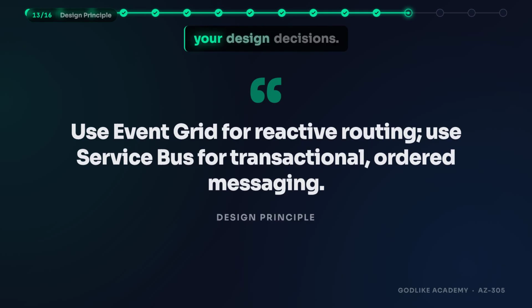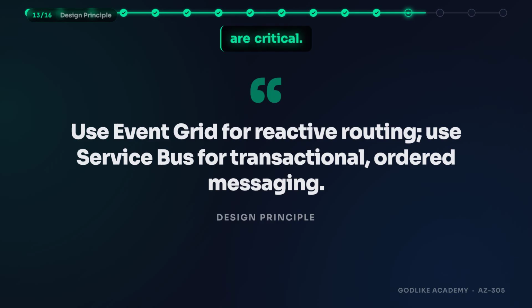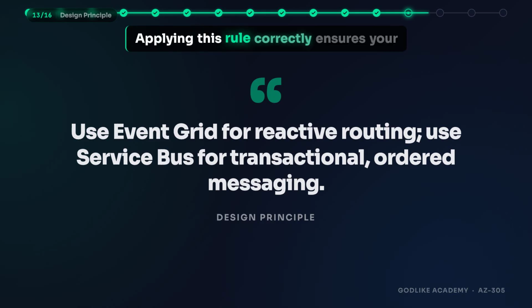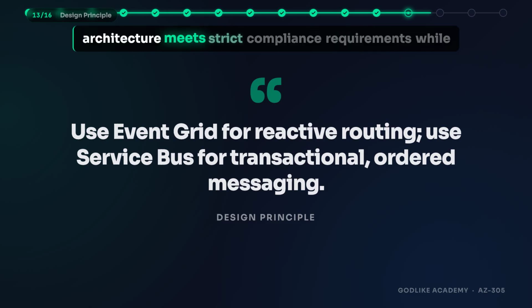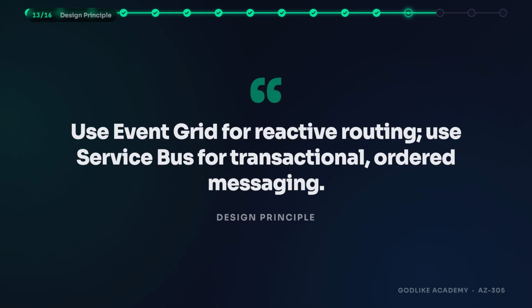Here is a pro tip for your design decisions. Use Event Grid for reactive scenarios where you need to react immediately when something happens. Reserve Service Bus for complex queuing logic where message ordering and sessions are critical. Applying this rule correctly ensures your architecture meets strict compliance requirements while avoiding unnecessary latency during peak operational hours.